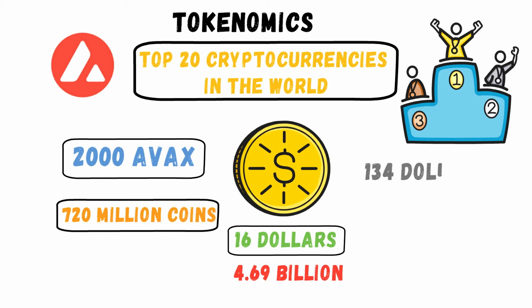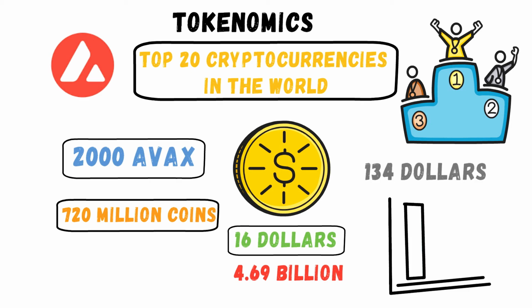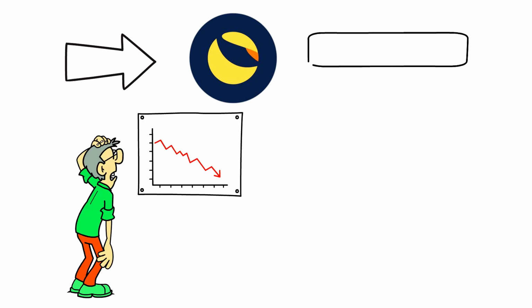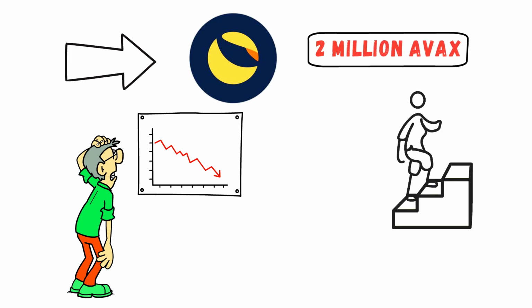The highest recorded price of AVAX was $134, but the coin has seen a serious downfall for the last 6 months. One of the reasons for this downfall has been the association with Luna Foundation, as after the Luna crash, the AVAX also faced the consequences. LFG had bought another 2 million AVAX, which made it one of the top AVAX holders.